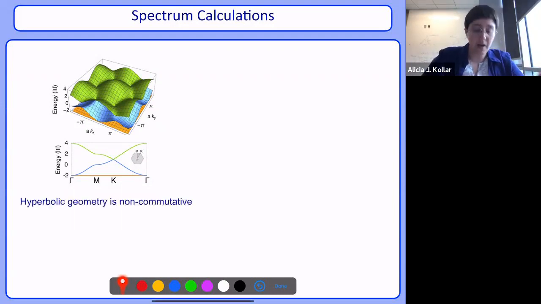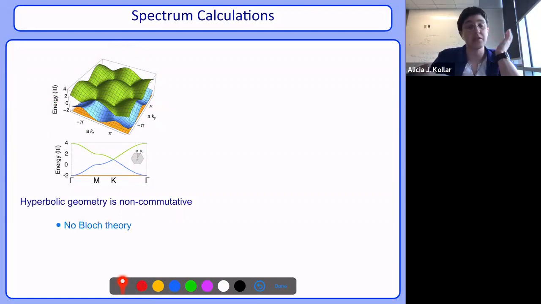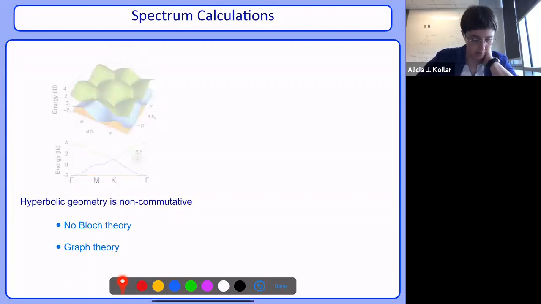But as you all know, hyperbolic geometry is non-commutative, and so the Bloch wave techniques that we would use to derive this kind of structure don't work. Basically we are left with graph theory, and so we have to say goodbye to that beautiful plot. Instead we can fall back on graph theory results and some finite size numerics to try to understand what's going on in this system.